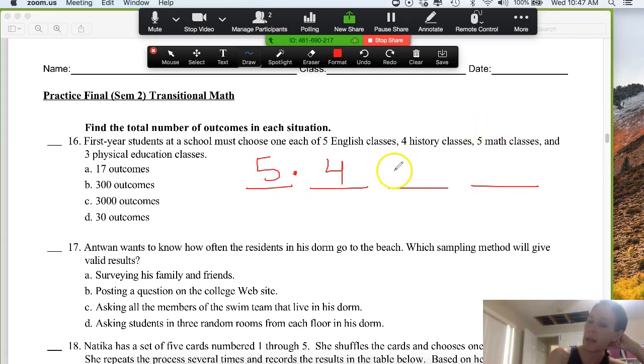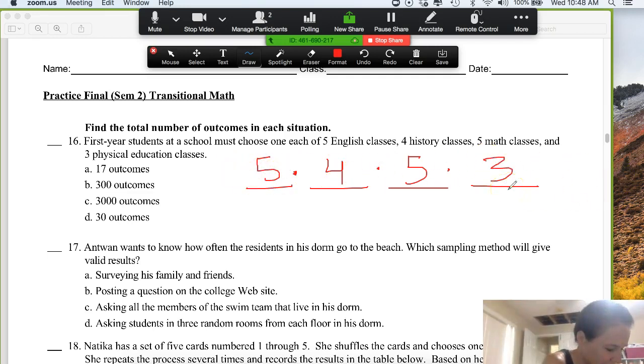Now, let's look at our math classes. Picking my history class, does that affect my math class choice? Or do I still have 5 choices for that? You still have 5 choices. Yeah, so now I'm going to multiply by 5 more choices. Now, what about PE? How many choices do I have for that? 3. Yeah, so I got to multiply these all out.